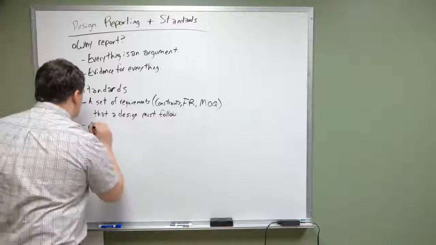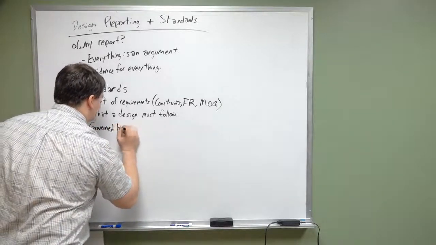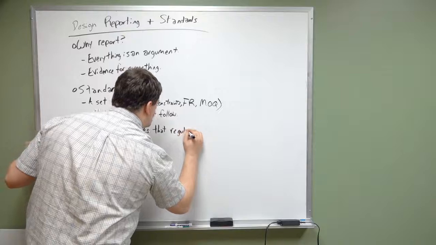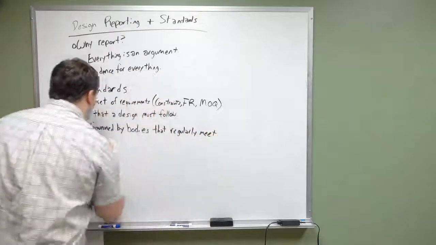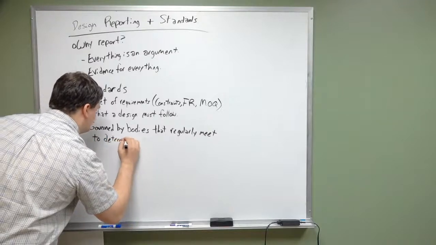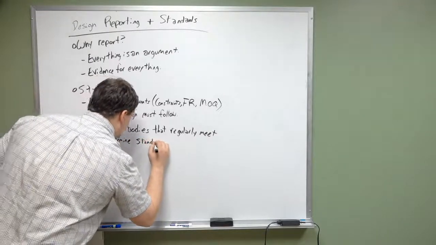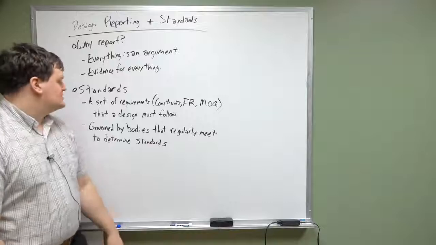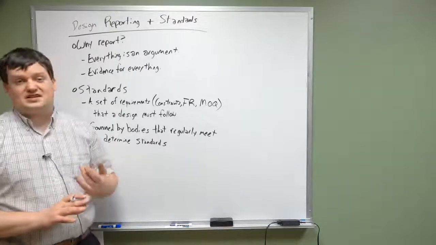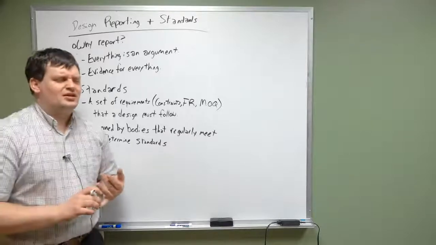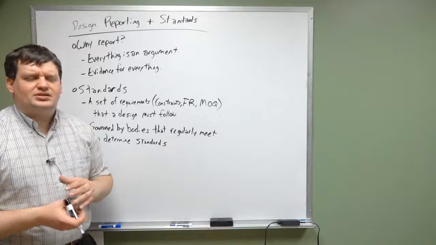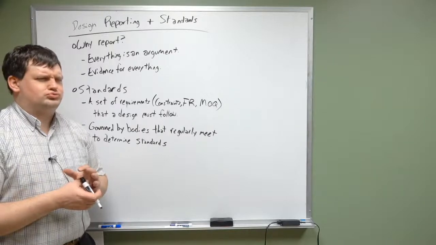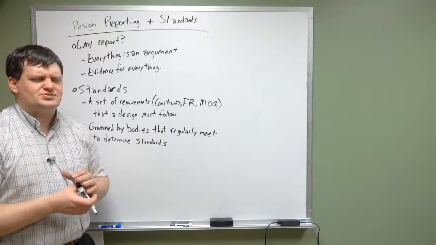Okay? So it's governed by usually international bodies. These bodies regularly meet to determine standards. They review the standards, they look to see if they're sufficient, they adjourn, that's it. A lot of these regulating bodies, such as ASTM, AISI, which is the American Iron and Steel Institute, ASTM is the American Society for Testing and Materials, I believe.